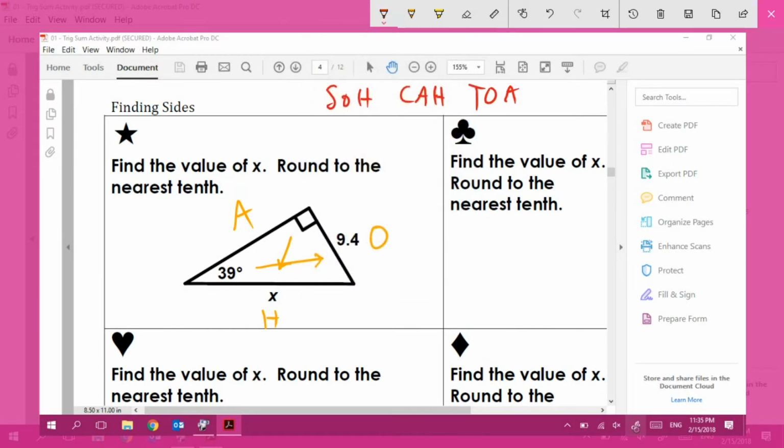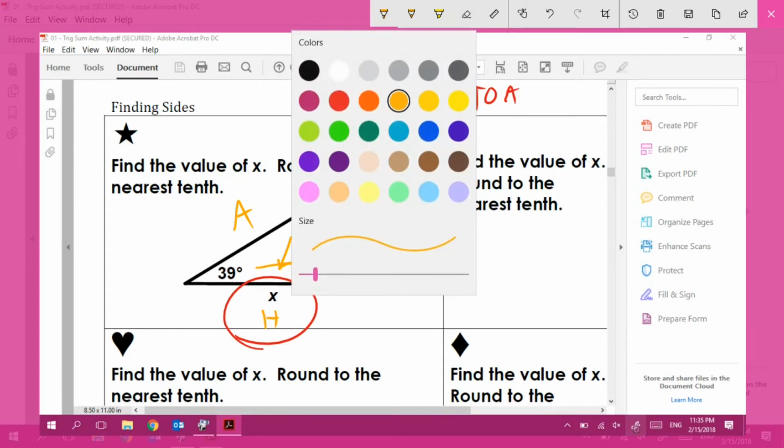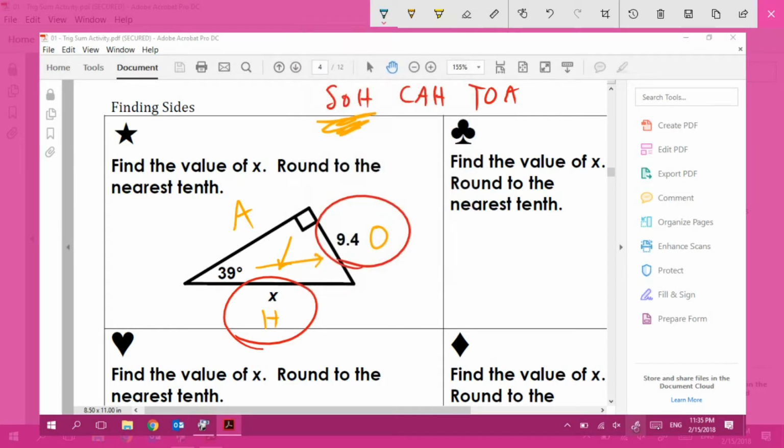Okay, now let's look at the two sides we're working with here. They gave us the opposite. We're looking for the hypotenuse. Which one uses opposite and hypotenuse? That's going to be the SO in SOHCAHTOA, which means sine. So we're going to write sine of, and then it's going to be the degrees they gave us, which is 39. Sine of 39 equals opposite, 9.4, over hypotenuse, x.